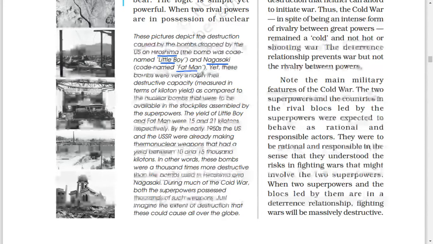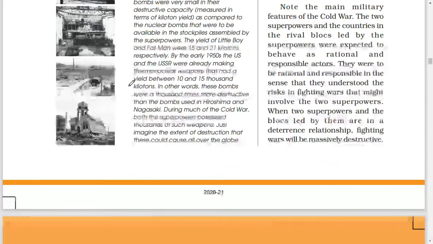By the early 1950s, the US and the USSR were already making thermonuclear weapons that had a yield between 10 and 15,000 kilotons. In other words, these bombs were 1,000 times more destructive than the bombs used in Hiroshima and Nagasaki. During much of the Cold War, both the superpowers possessed thousands of such weapons. Just imagine the extent of destruction that this could cause all over the globe.